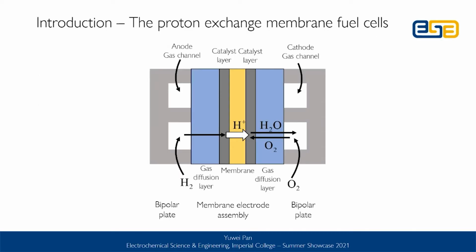I would like to share my recent work about a computational node model for proton exchange membrane fuel cells. Generally, a PEM fuel cell usually has 7 layers, and among these layers, the gas diffusion layers, catalyst layers, and the membrane are together called the membrane electrode assembly, and are always considered the heart of the PEM fuel cell.